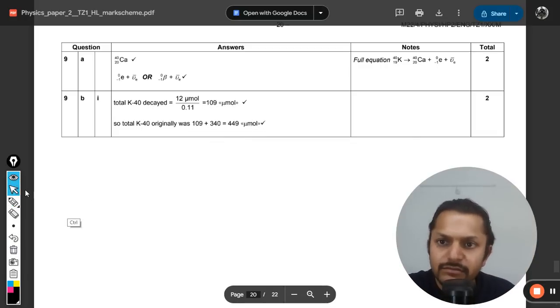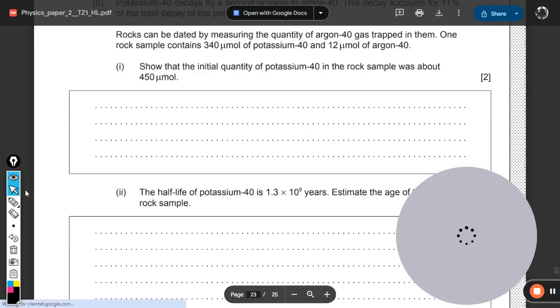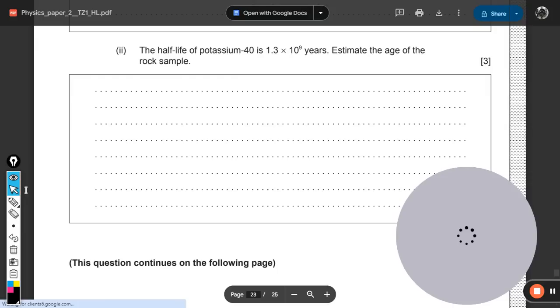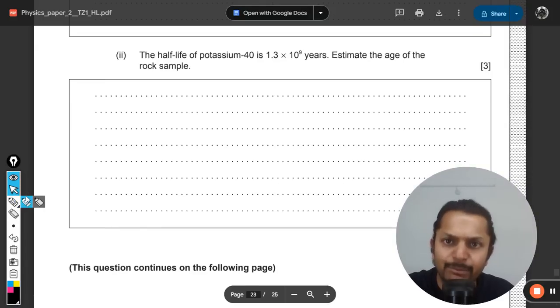Now let us go for the next question. The half life of potassium-40 is this: estimate the age of the rock sample.